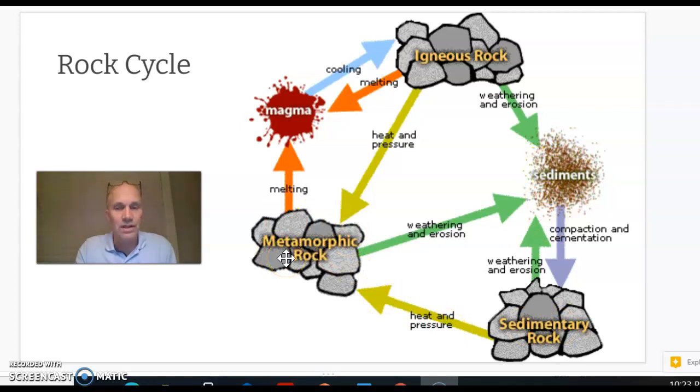But there are a couple of other things that could happen. For example, that metamorphic rock could get forced up to the surface where it could get broken down into sediments, and then that could get turned into a sedimentary rock. You could also have a situation where an igneous rock gets buried, without getting broken down, and is turned directly into a metamorphic rock. So all of these are possibilities that can happen, and this overall cycle right here is what we refer to as the rock cycle.